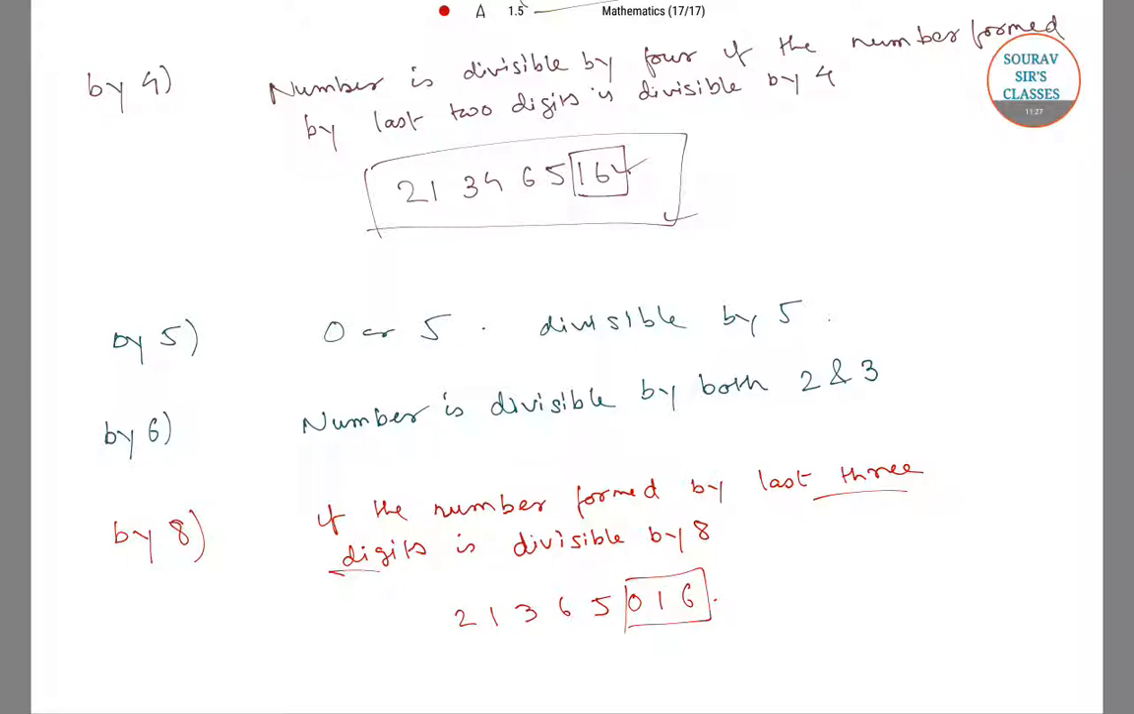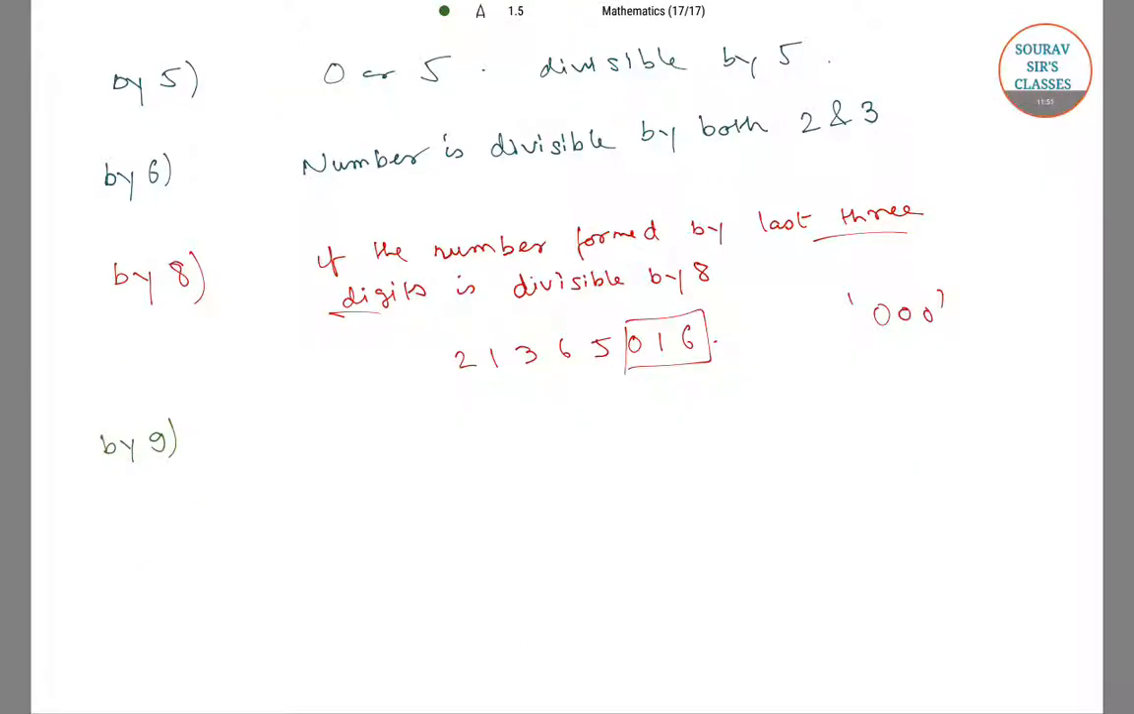Note that if the last 2 digits of a number are 0, 0, then the number is divisible by 4. Similarly, if the last 3 digits of a number are 000, then the number is divisible by 8.